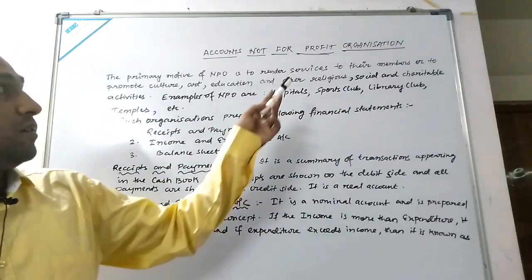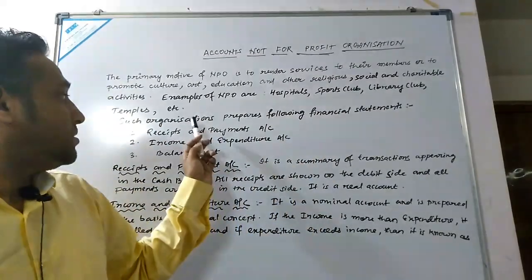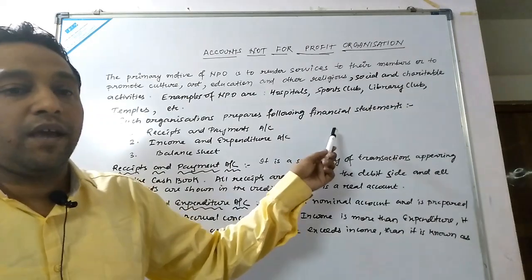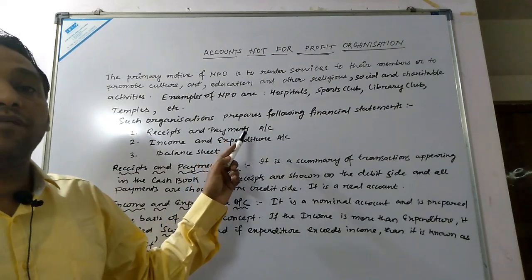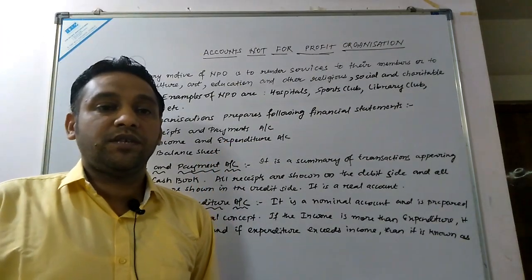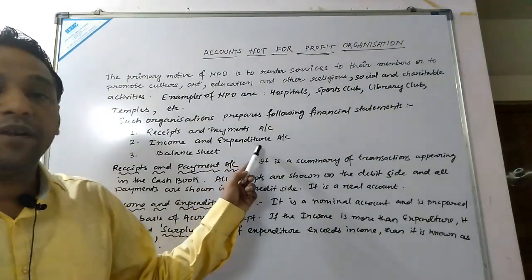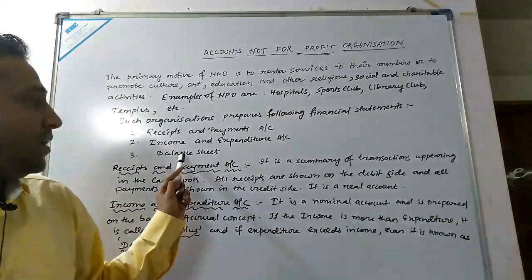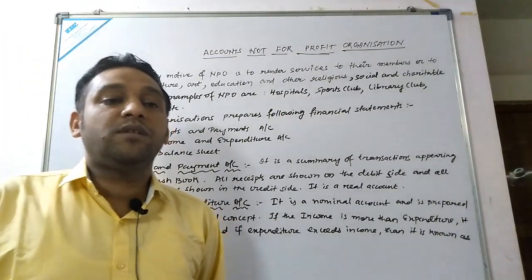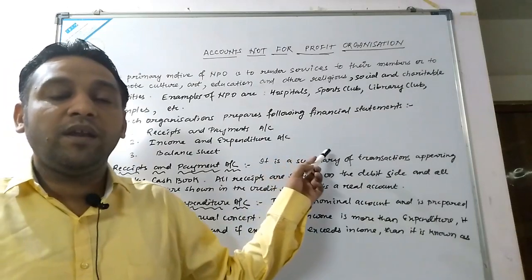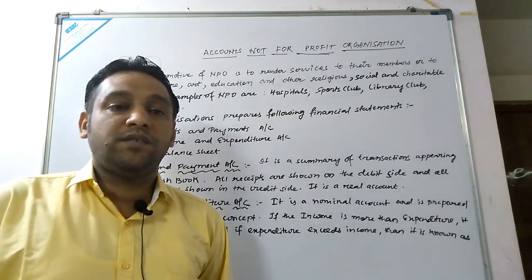Okay. Now, what are the accounts which we are required to prepare in case of NPO? Such organizations prepare the following financial statements. First one is your receipt and payment account. This is the first and foremost account required to be prepared. Then second, we are required to prepare the income and expenditure account. And third, we are required to prepare the balance sheet. In the examination, the receipt and payment account would be given, and from that receipt and payment account we are required to prepare the income and expenditure account as well as the balance sheet.